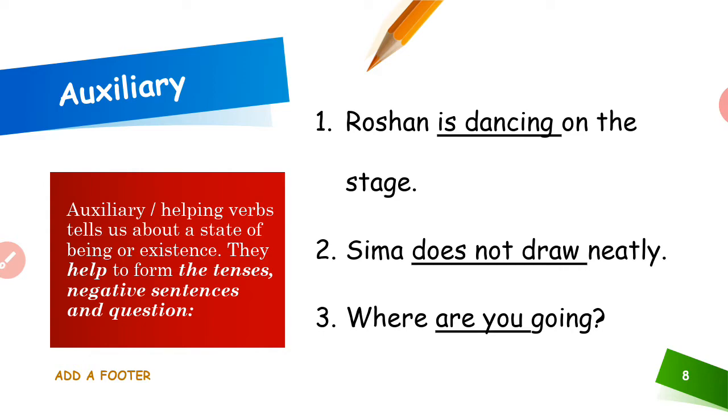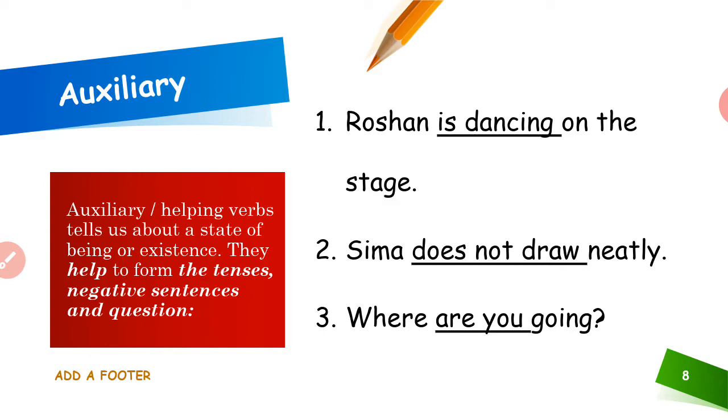For example, Roshan is dancing on the stage. Dancing is a main verb, action verb. But the word is is telling us that in the present tense Roshan is dancing. The timing or the state of being, that the action is done presently, now. So that word is helping the main verb dancing.